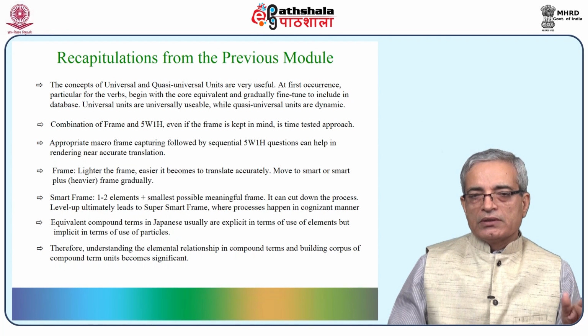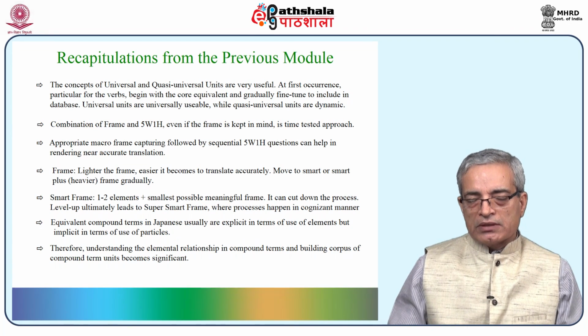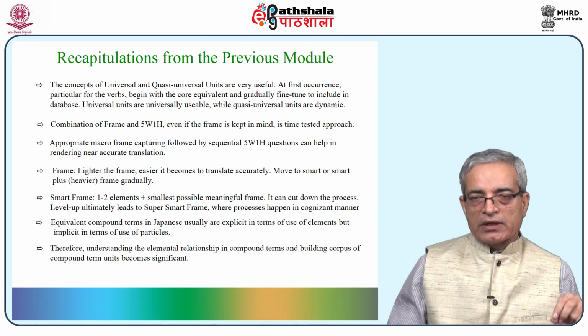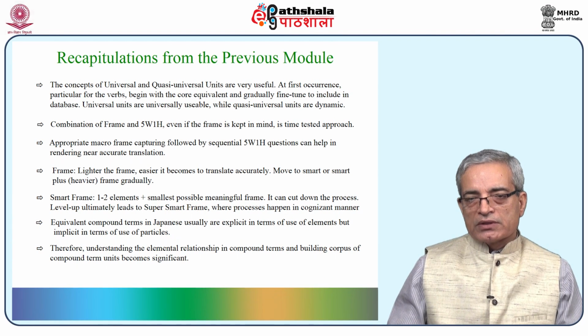So level up ultimately leads to a smart frame and then maybe to a super smart frame, where processes happen in a cognizant manner, that is, it happens in your mind and not on the paper. Equivalent compound terms in Japanese usually are explicit in terms of use of elements, but implicit in terms of use of particles. Therefore, understanding the elemental relationship in compound terms and building a corpus of compound term units becomes significant.